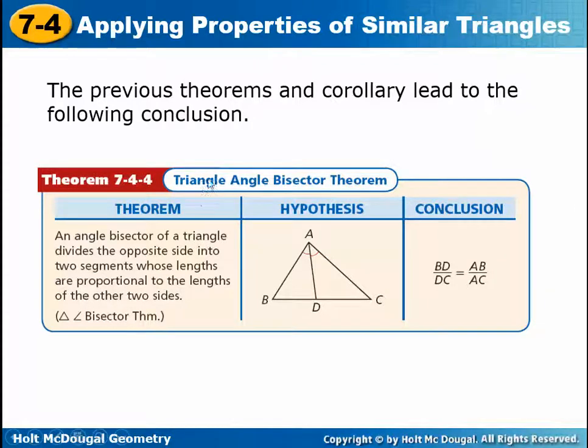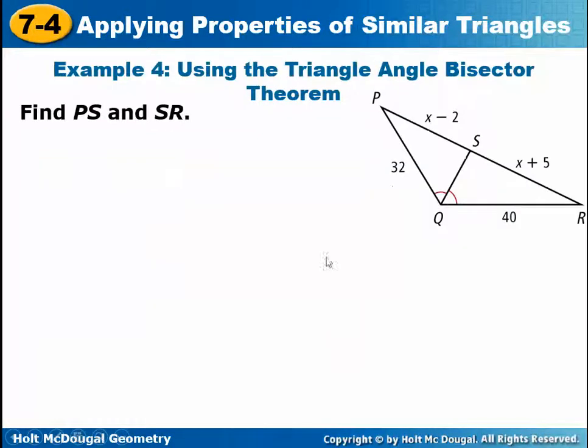All right, so the triangle angle bisector theorem brings us to this theorem. An angle bisector of a triangle, remember, an angle bisector divides the angle into two congruent angles, divides the opposite side into two segments whose lengths are proportional to the lengths of the sides. So in this one, BD, this piece down here, over DC will be the same ratio as AB over AC. So we get lots of proportionalities with these triangles.